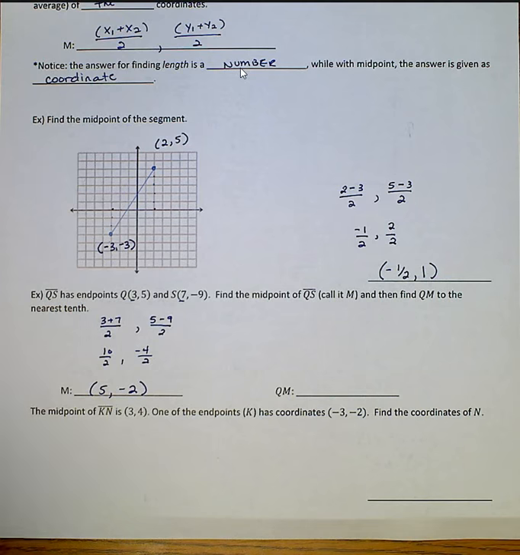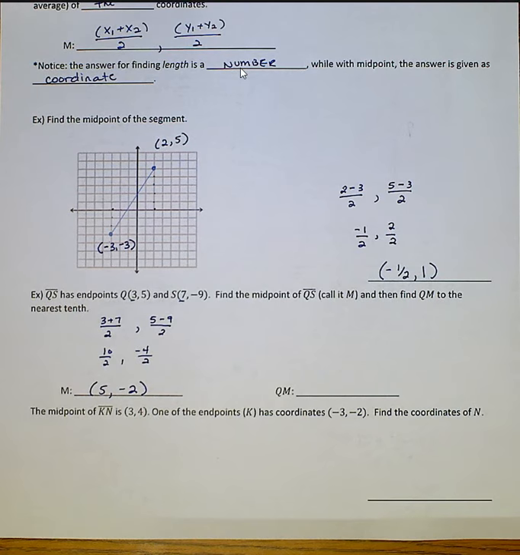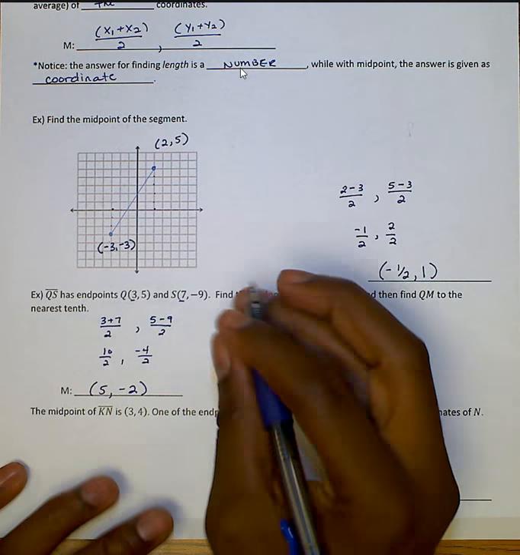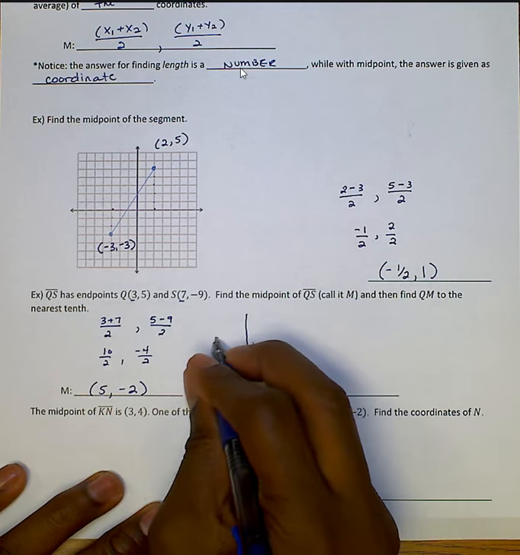Now there are a couple ways that we can find the length of QM. We know that M is the midpoint, so we could find the length of this whole thing and divide it by 2, and that should give us what that length is. Or we could use the midpoint, either way. Alright, so here we go. What I'm going to do is plot these so I don't have to use the distance formula. I'm just going to do it on my own sketch.